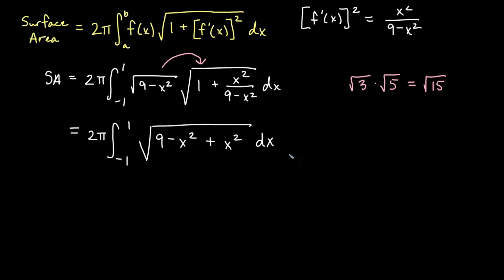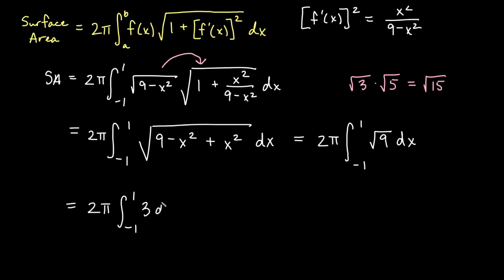Okay, and some magical things happen here. We get 2 pi integral from -1 to 1. And if I get 9 minus x squared plus x squared, that's really just the square root of 9. Then there are no more variables in the root at all. And even better, we know the square root of 9 is 3. So we'll have 2 pi integral from -1 to 1 of 3 dx.